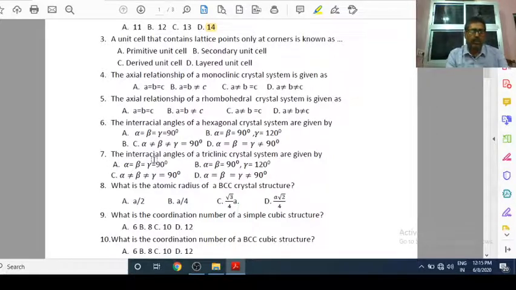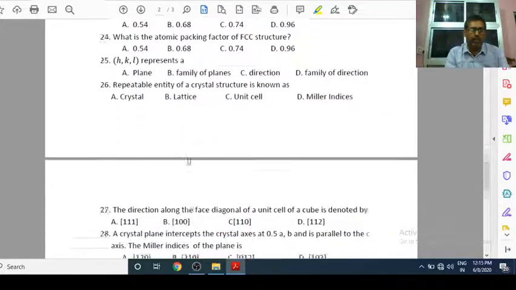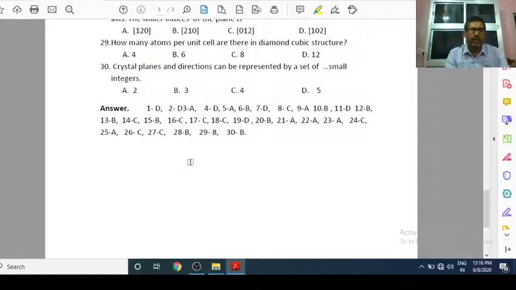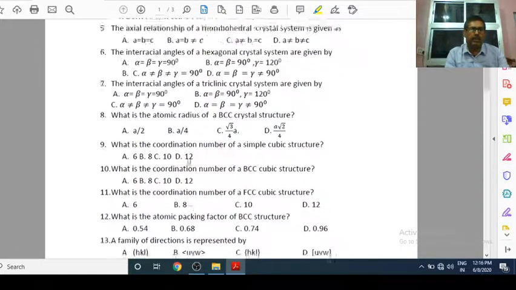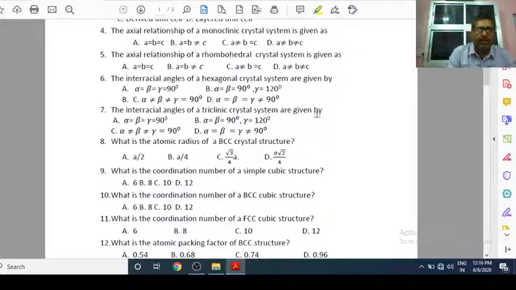So in this way, there are 25, 26, 27, 28, total 30 questions. So here you can see one by one. This is your question number 6. Question 7: the interfacial angles of a triclinic crystal system are given by.